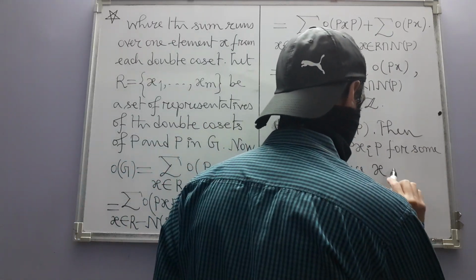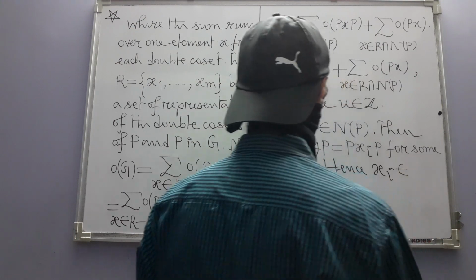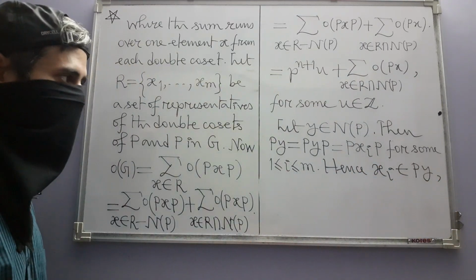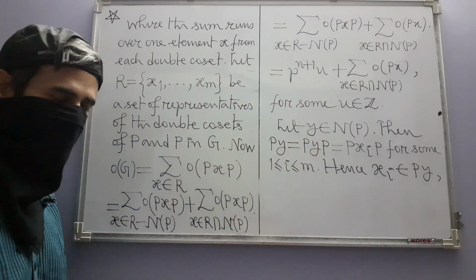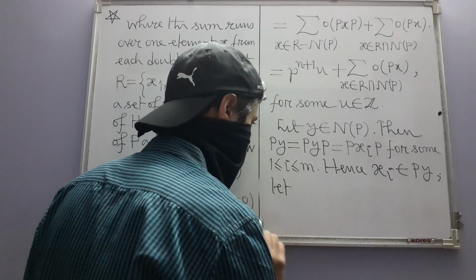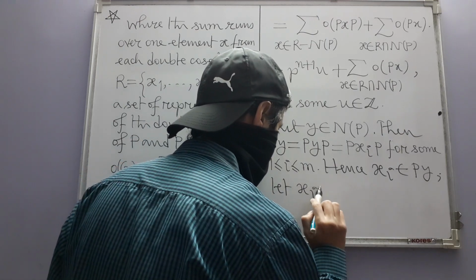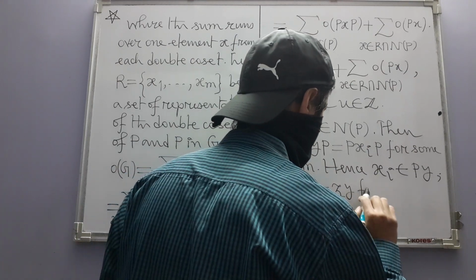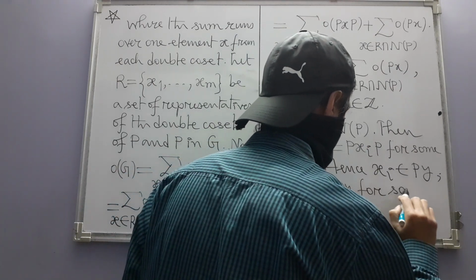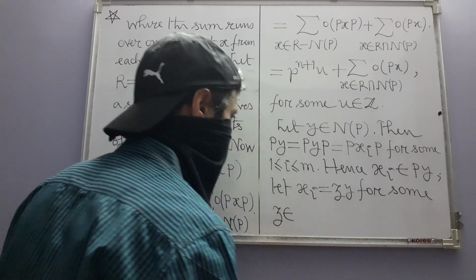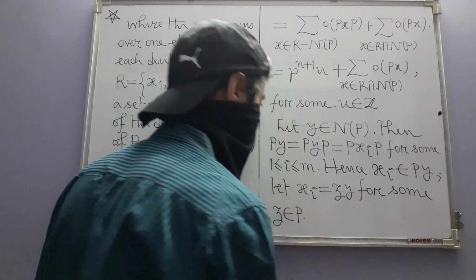So xi belongs to PyP. Xi belongs to this, so xi has to belong to PyP. And that is why we can write xi in this form, for some z in P.